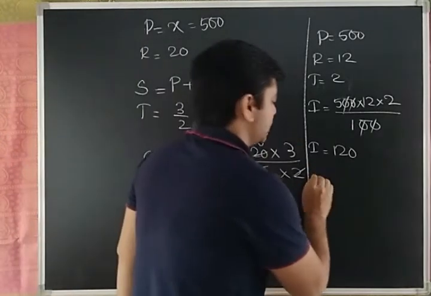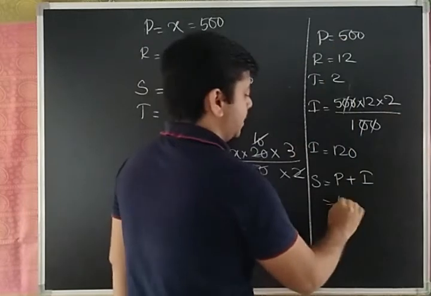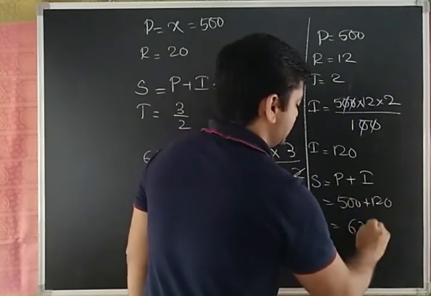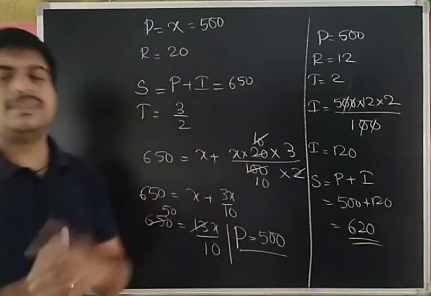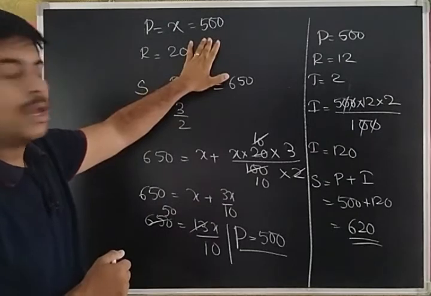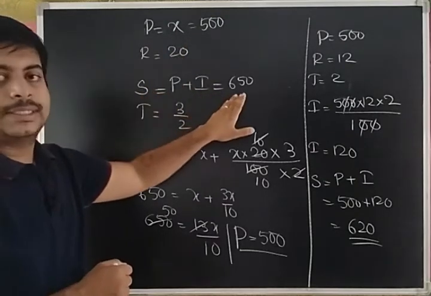What about the total sum? Which is principal plus interest. What is principal? 500. What is interest? 120. So the total amount you will get is 620 rupees. Understand once again the question. You have 500 rupees with you. You are investing at 20% per annum and you are getting back 650 rupees.